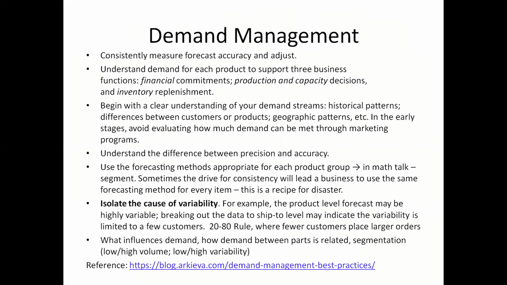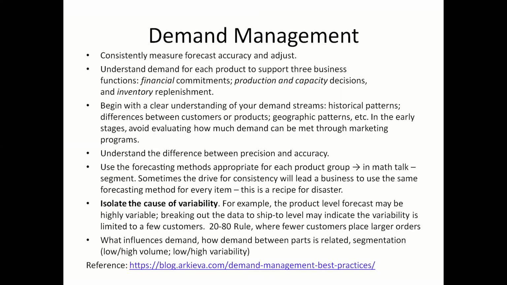Because we have to look at each of those issues in isolation so that we can understand their relationship with one another. For example, the product level forecast may be highly variable. Breaking out the data to ship-to level may indicate the variability is limited to a few customers. We would look at the biggest change in the demand variation once we break it down to where the orders are coming from. We will come to know that there are a few customers placing large volumes of orders, and as a result, the 80/20 rule is quite applicable here. With this, we could identify that it's not a much bigger variable. It's just a small number of customers placing orders, and we could strategize and streamline our efforts, laser focused on meeting those customer requirements.